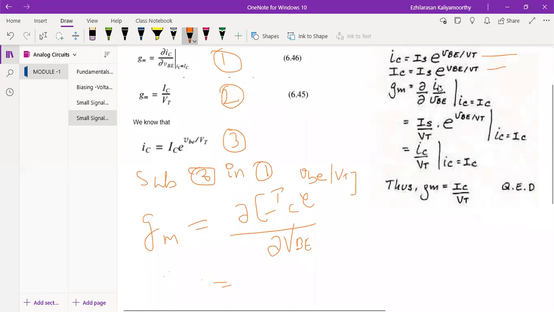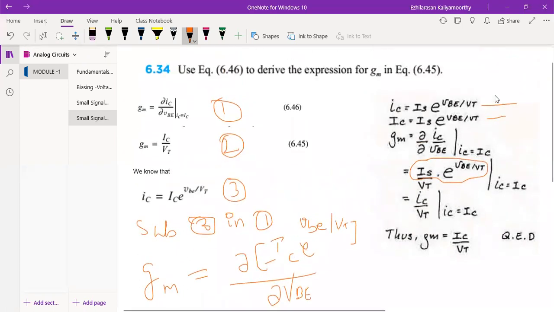Now what you can do, gm is equal to ∂IC by ∂VBE. Substituting IC and differentiating with respect to VBE, I will get IS by VT into e to the power VBE by VT. This is nothing but IC by VT, where IC is nothing but IS into e to the power VBE by VT, which we already know. So we get IC by VT, thus gm is equal to IC by VT. That is what the question asked.